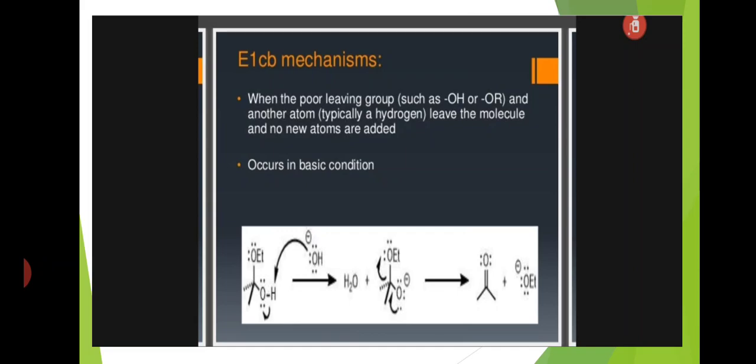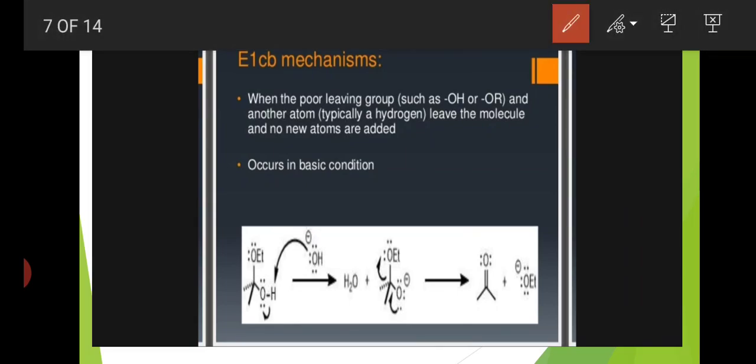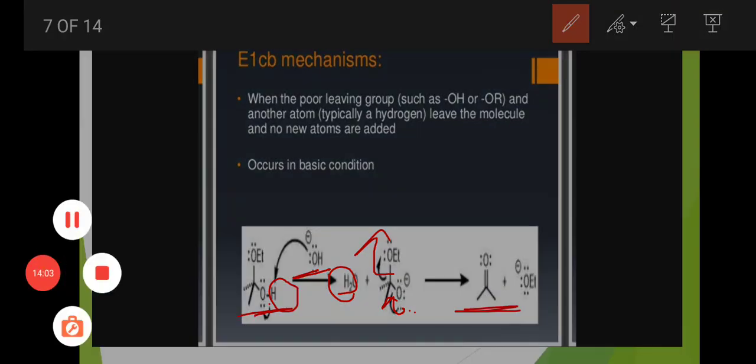Okay, here this is the hydroxy group, hydrogen. Here the hydrogen is removed, so in the presence of OH minus, this hydrogen comes outside and forms a water molecule. And here oxygen gets a negative charge. Okay, this negative charge shifts to here and this ethoxy group is eliminated outside and here forms a C double bond O group. Okay, this is called the E1CB mechanism.